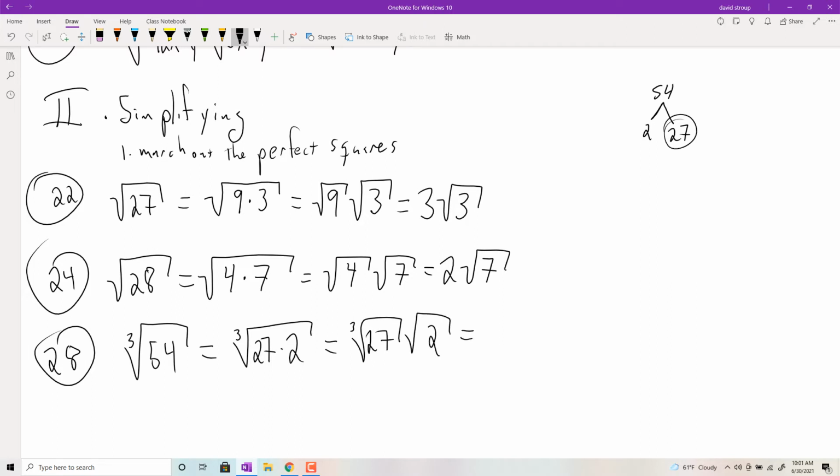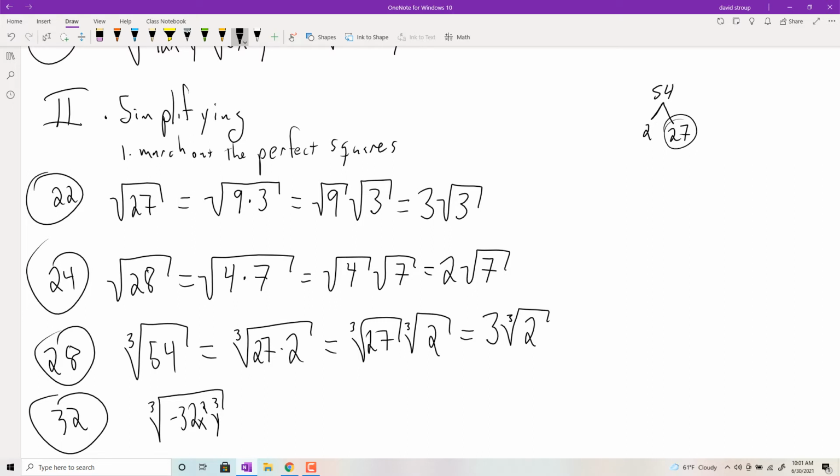And then the cube root of 27, of course, is just 3, and I should have a little 3 on that cube root of 2, like that. Okay. Let's look at another one, 32. Here now I have the cube root of negative 32x squared y cubed.